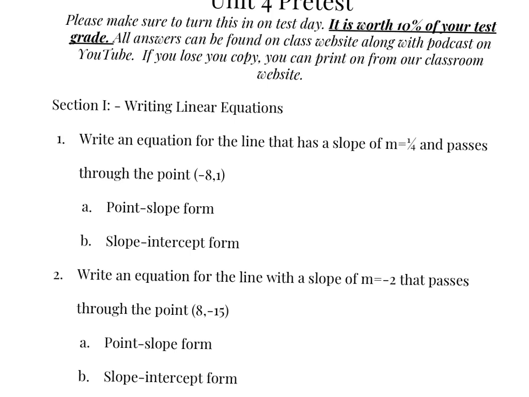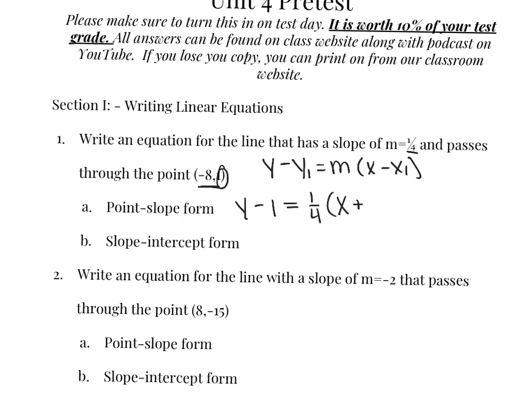Now remember, point slope form is y minus y sub 1 equals m times x minus x sub 1. I'm going to fill in my missing pieces. I've got my point here, my slope. I'm going to plug those in. Y minus 1, because that's my y coordinate, equals 1/4 x. Now it's minus a -8, so minus a negative turns into a plus sign, so that's a positive 8.